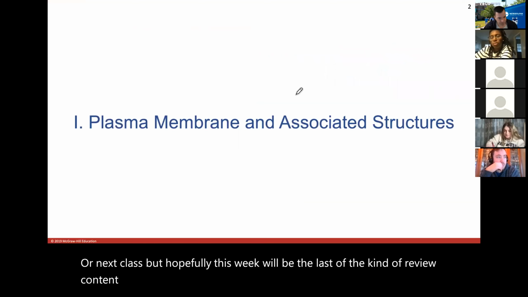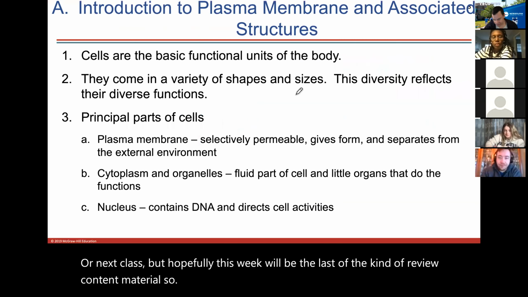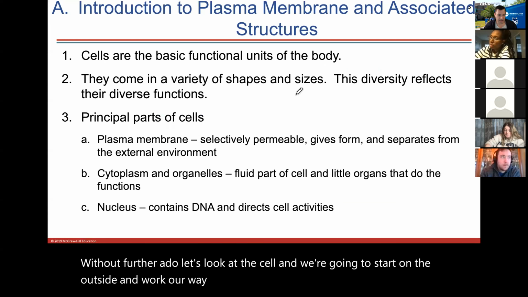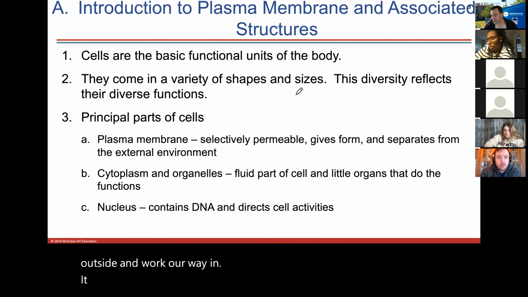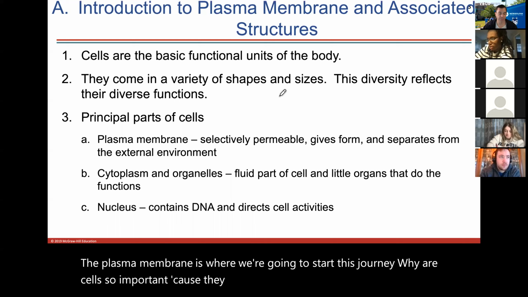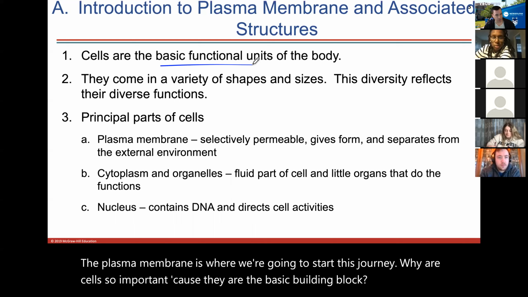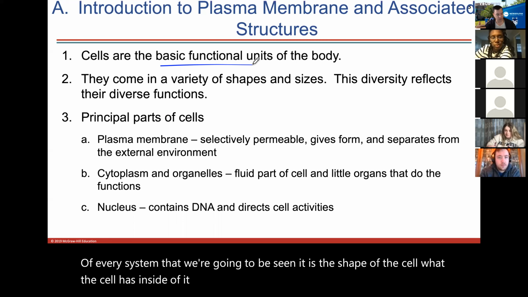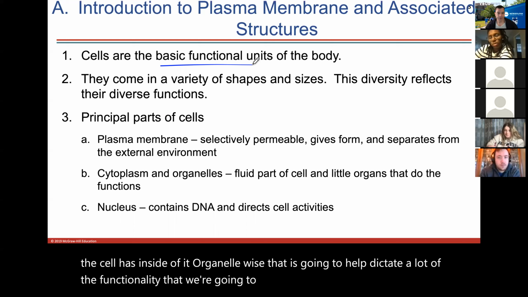So without further ado, let's look at the cell, and we're going to start on the outside and work our way in. The plasma membrane is where we're going to start this journey. Why are cells so important? Because they are the basic building block of every system that we're going to be seeing. It is the shape of the cell, what the cell has inside of it, organelle-wise, that is going to help dictate a lot of the functionality that we're going to be talking about.